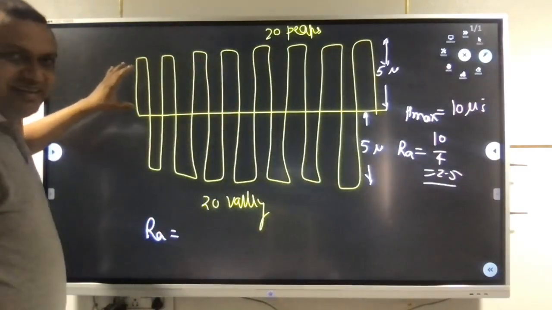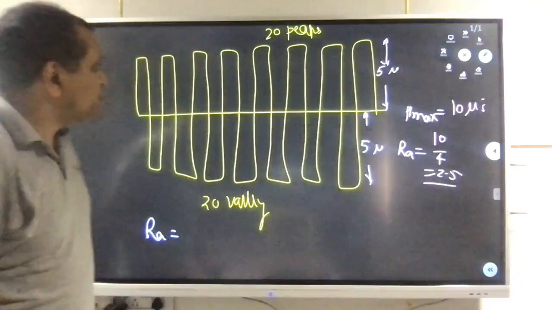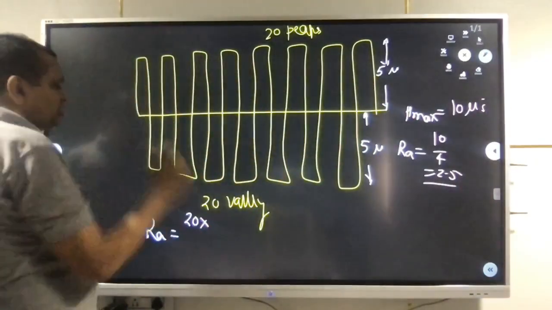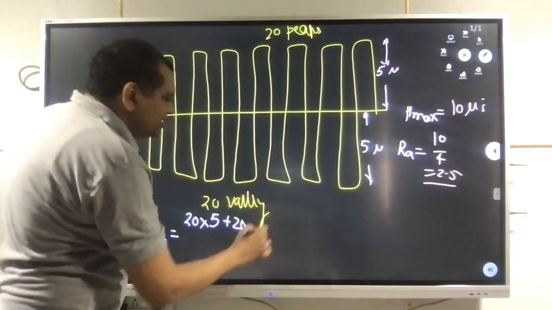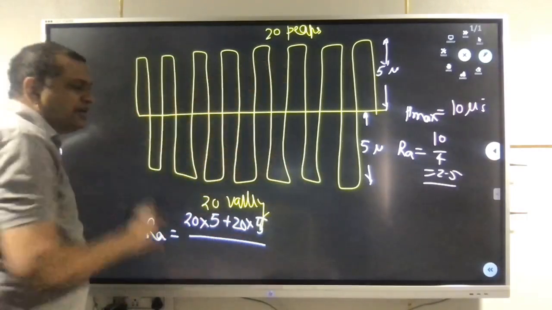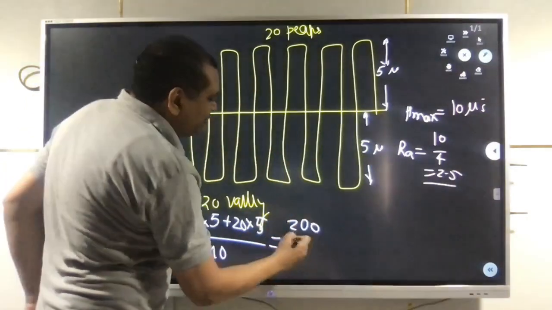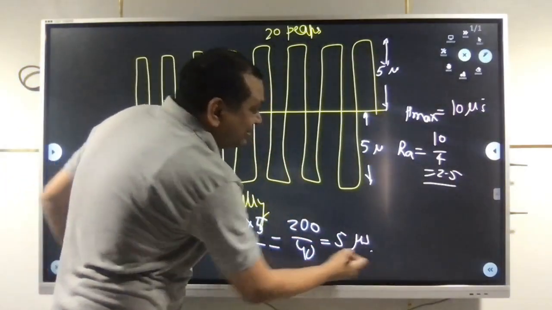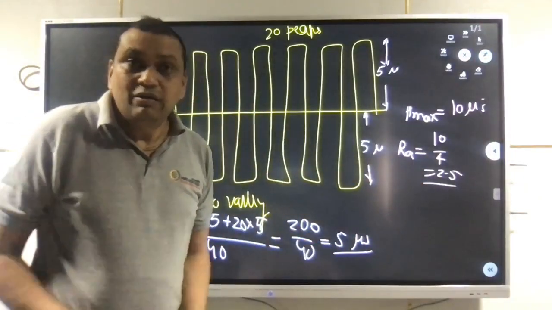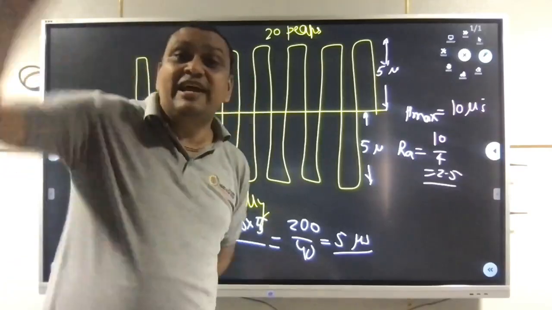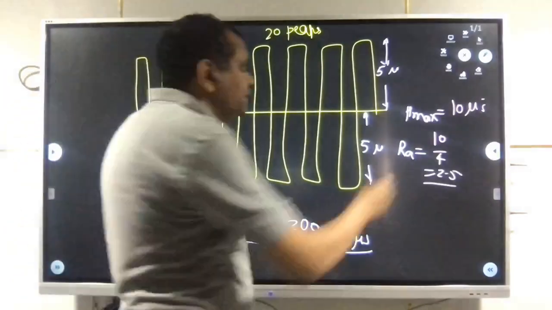(y1 + y2 + y3 + y4 + y5 + ...) divided by the total m. So there are 20 peaks. Each peak is 5 micron. 20 valleys. Each valley is 5 micron. And how many observations have I taken? 40. So 200 by 40. 5 microns will be the answer, not 2.5. If there is a randomness in the data, only then I can use h max by 4. Otherwise, I cannot use it.